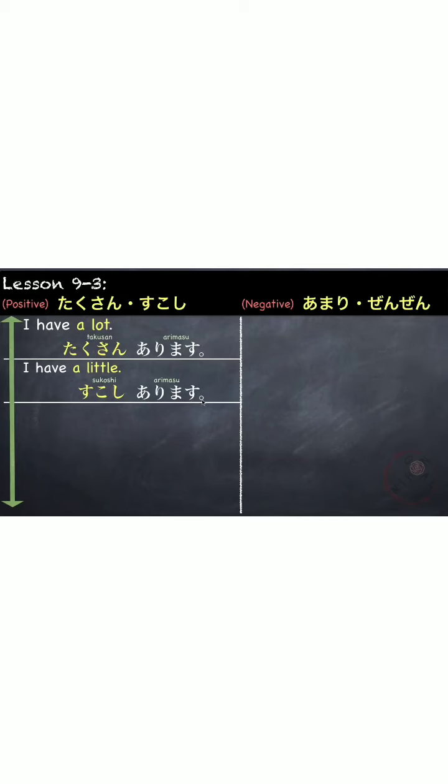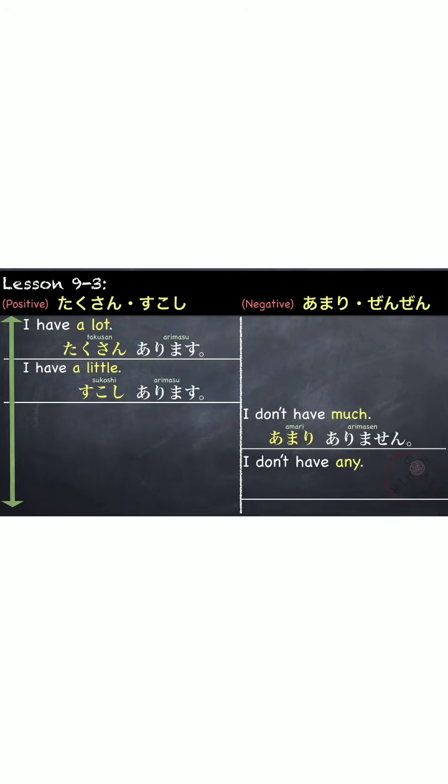Next are the adverbs for the negative form of arimasu, which is arimasen. For example, I don't have much. Using amari, we say amari, and the negative form of arimasu is arimasen. Amari arimasen. I don't have much. To say I don't have any or I don't have anything at all is using zenzen followed by arimasen. Zenzen arimasen. I don't have any.